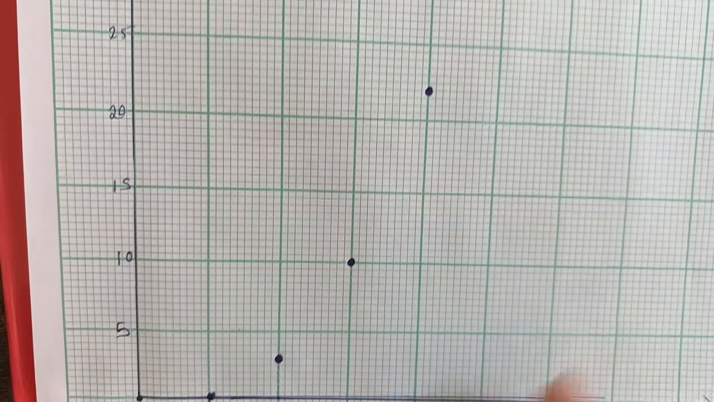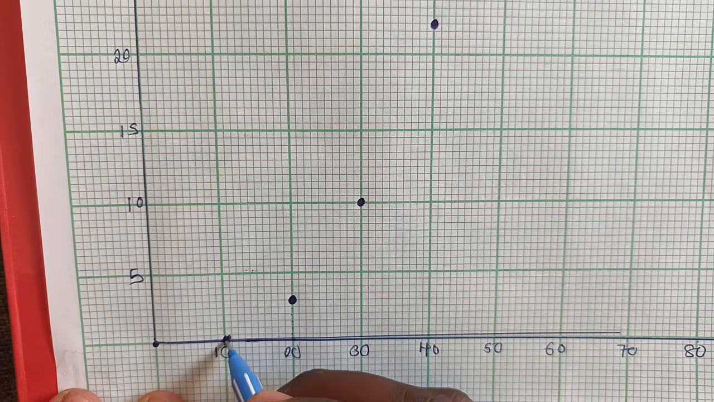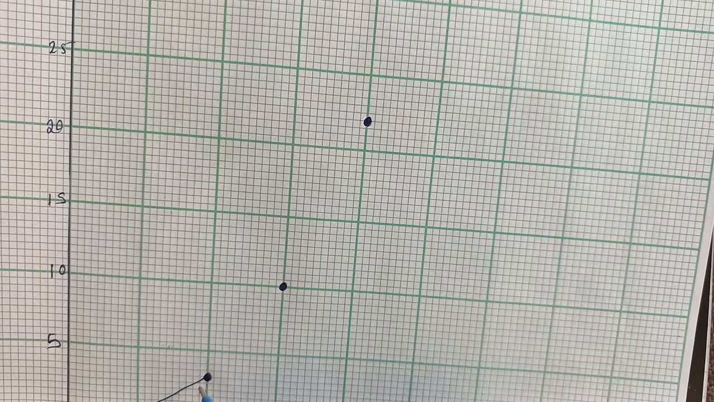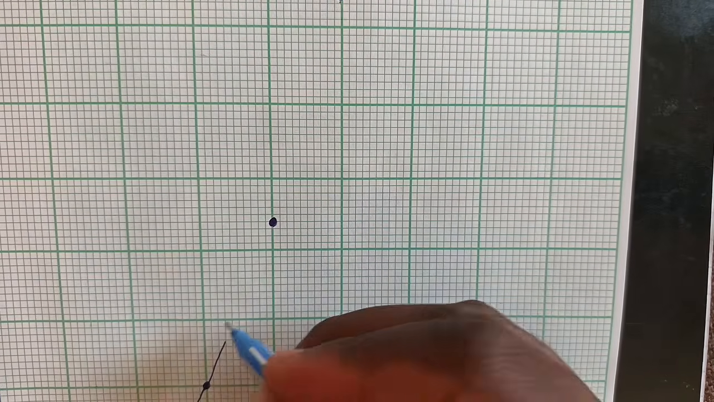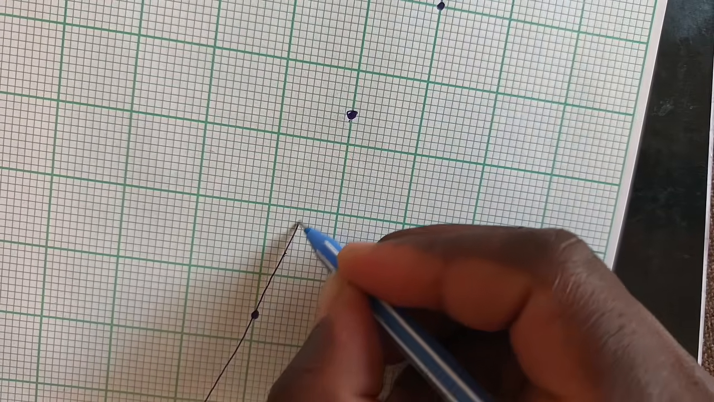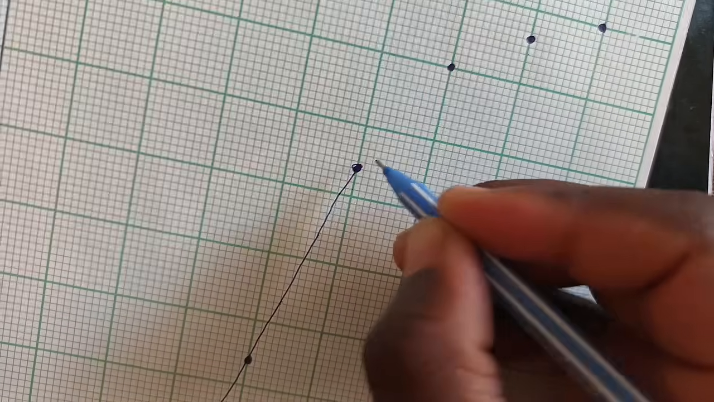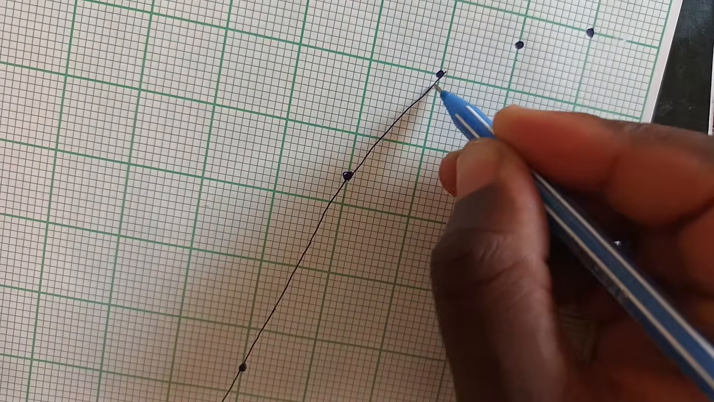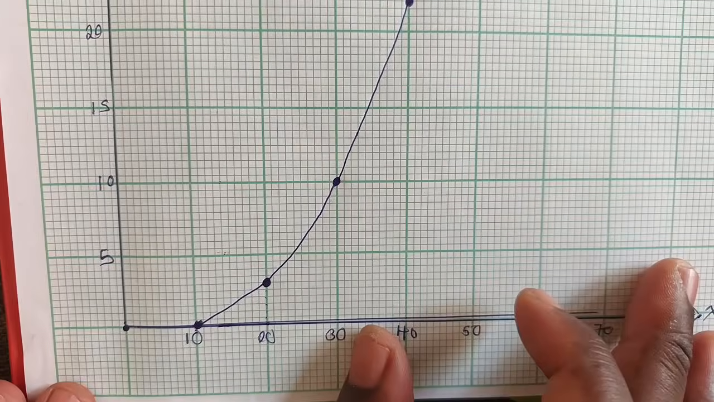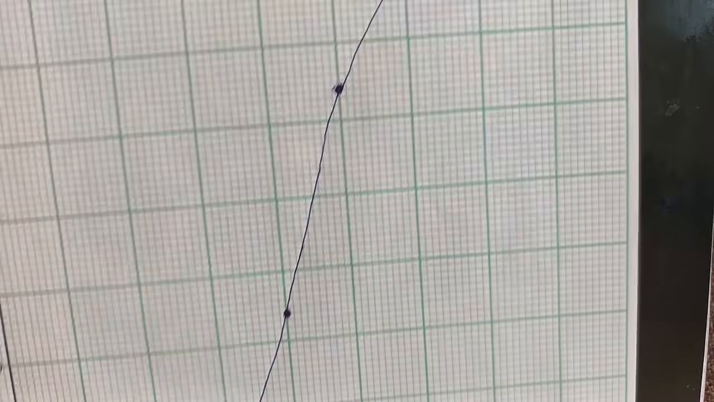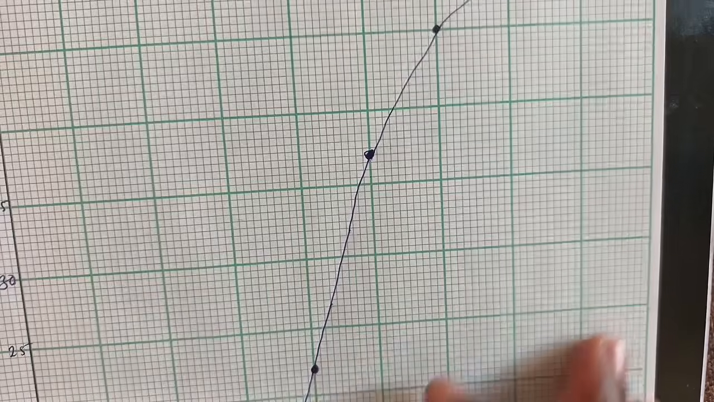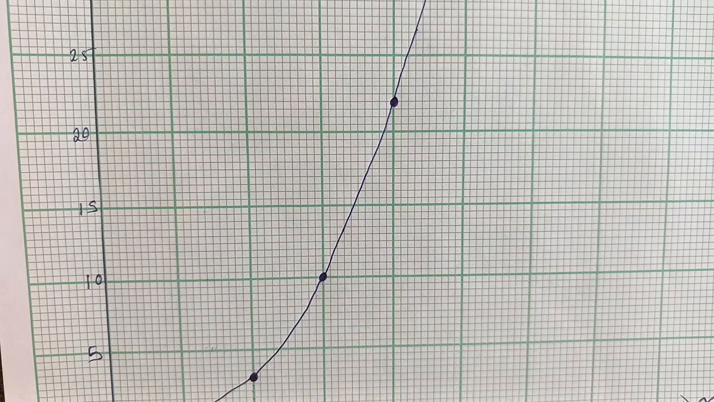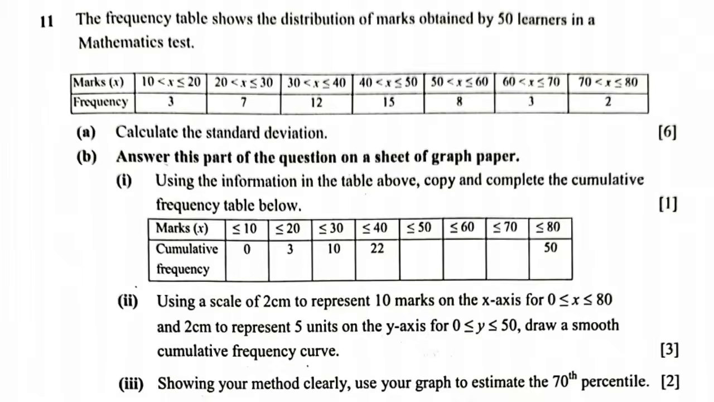Once we identify these points, we start drawing our graph. This is how the graph will move. So make sure your graph is properly done. This is our graph right here. Remember to use a pencil, so that when you make a mistake, it's easier for you to erase. Once you do this, you can go to the next question.